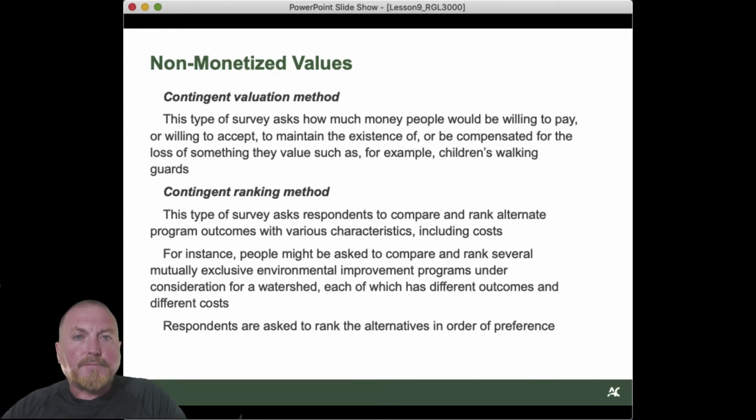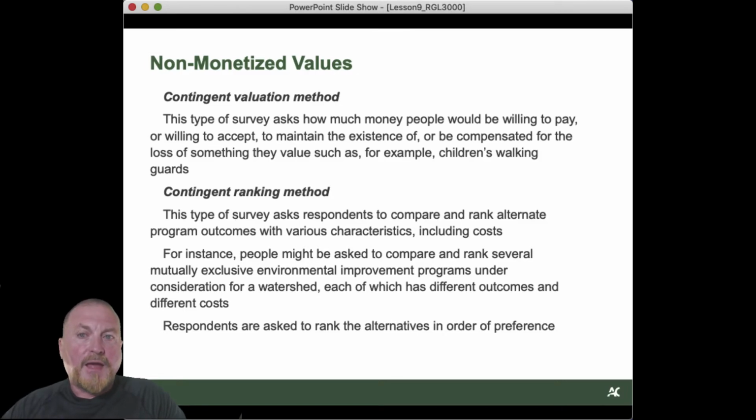Okay. A contingent ranking method asks respondents to compare and rank alternate program outcomes. Okay, and that gets more precise, because now you're asking people to make trade-offs. And when people have to make trade-offs, they're making conscious decisions about what they would prefer to keep as opposed to lose. And when you do that with a human being, you're getting people to think more deeply about the trade-offs that they have to make.